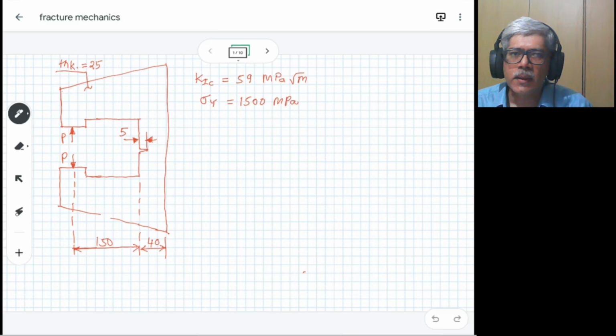I have redrawn the figure on the calculation sheet here.